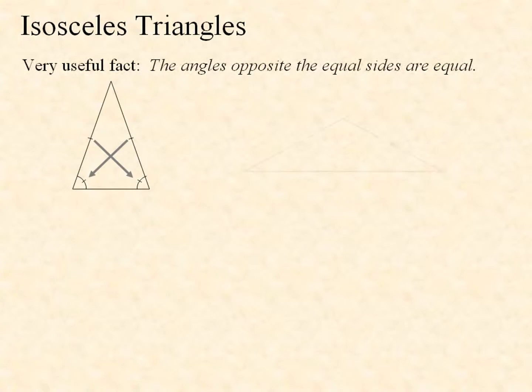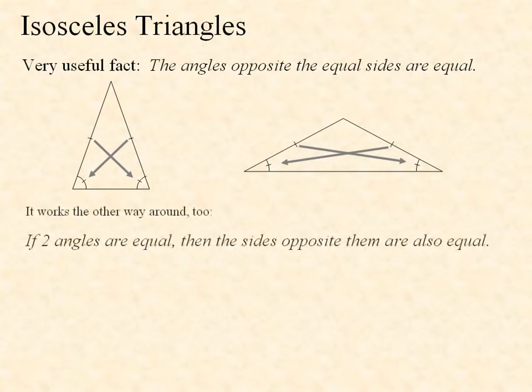The lengths of the sides of a triangle and the measures of the angles opposite these sides are related. In an isosceles triangle, the angles opposite sides of equal lengths have equal measures. This works the other way around too. The sides opposite angles of equal measures have equal lengths.